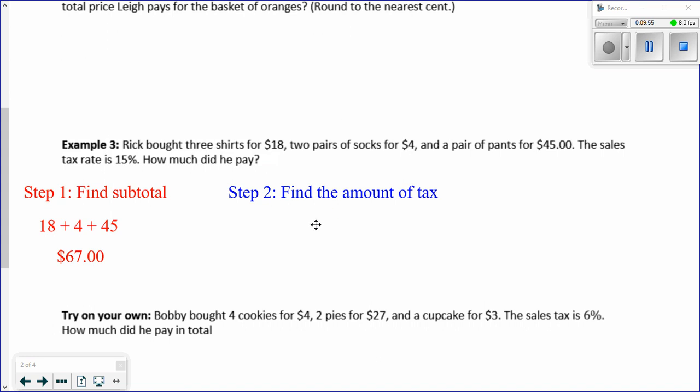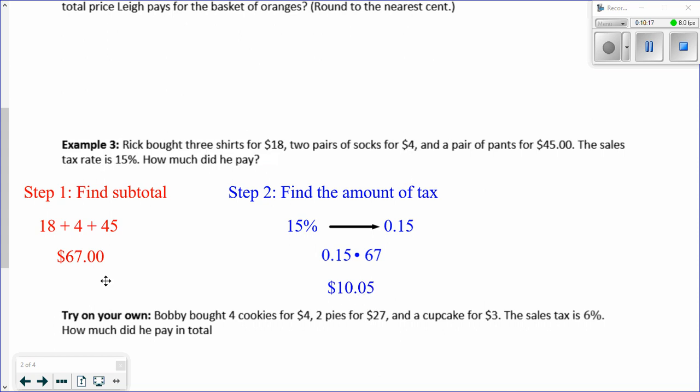Okay? So this time I'm going to use the calculator method. I'm just going to change the 15% into a decimal. So that becomes 0.15. And I'm going to multiply that with the $67. So 0.15 times 67 actually gives me $10.05.